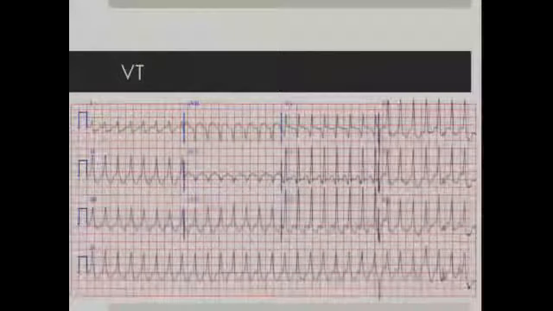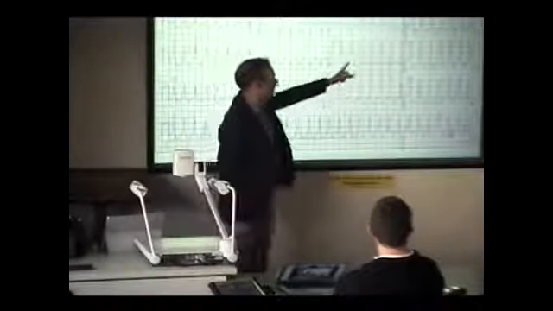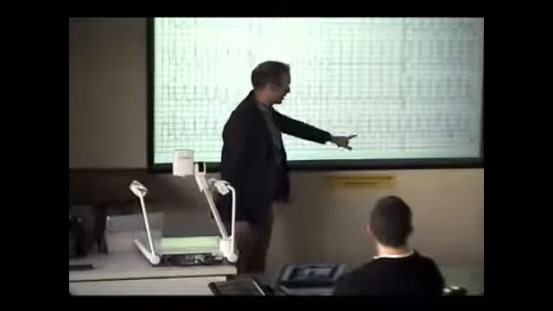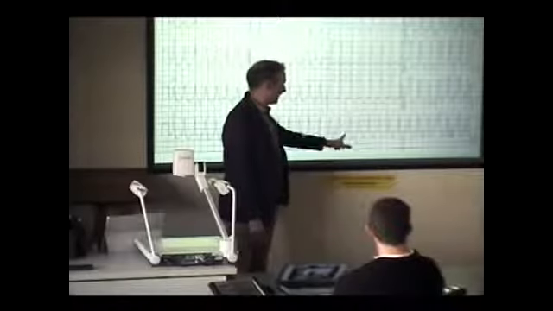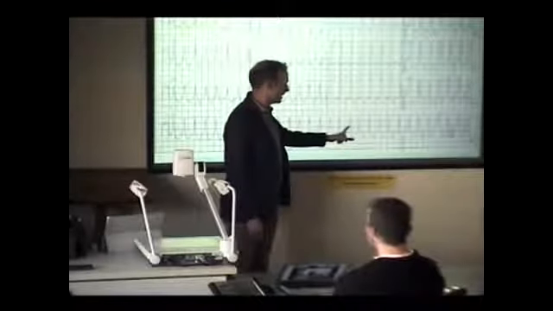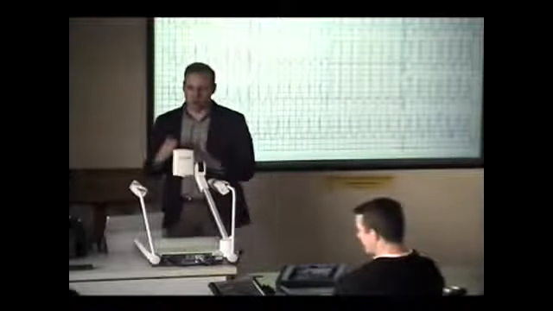One of the things that you look for when you're in VT is a wider complex rhythm. So it's not as narrow, although this is a fairly narrow VT. You also look for VA dissociation. So you should not have a one-to-one V and A. It's actually VVVA, VVA. So the A and the V's don't correlate.